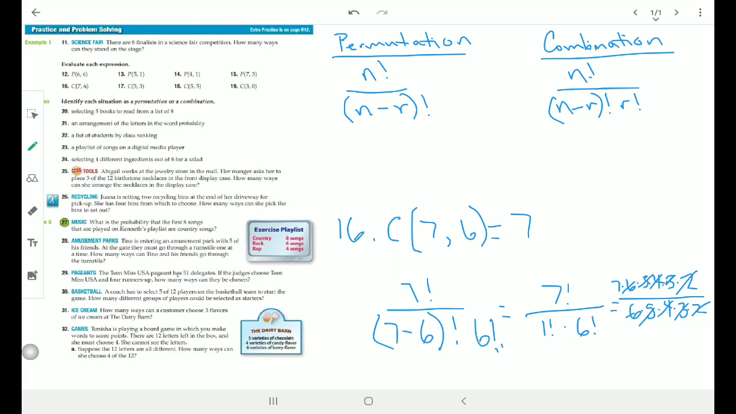So that's 12 and 16. That's how you do the rest of those problems. 20 through 24, you don't have to do the math there. You're just trying to figure out, hey, does the order matter? If it does, it's going to be a permutation. If the order doesn't matter, it's a combination. You don't need to figure out what the actual number is, though.